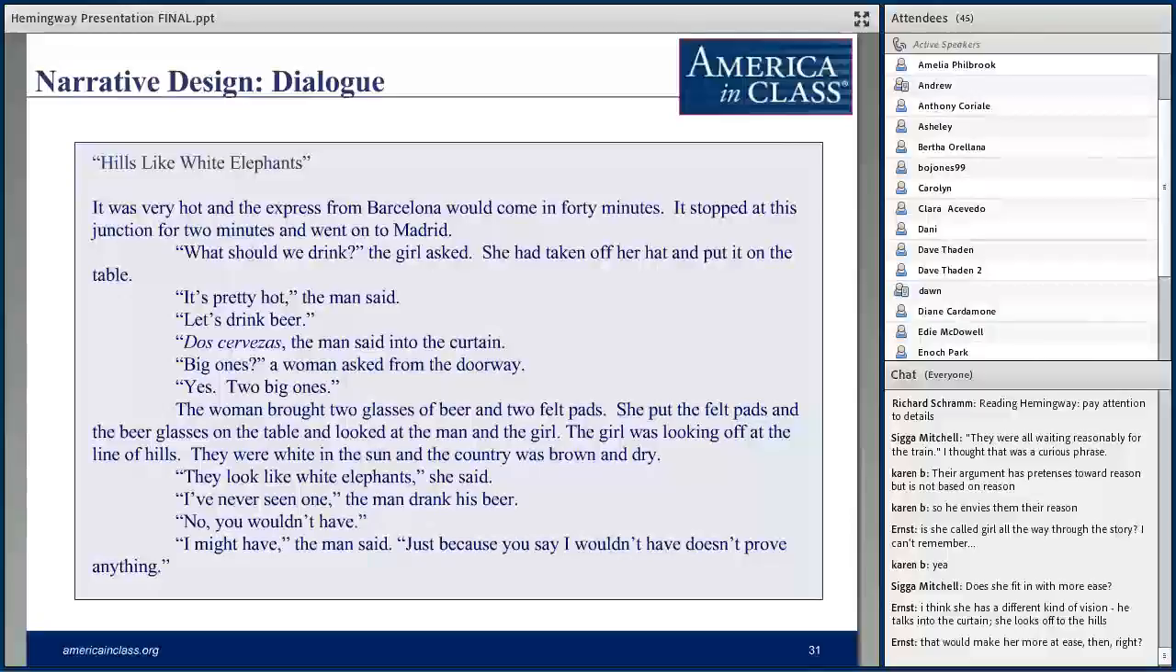Well, go ahead. Yeah, go ahead. Ernest Bunbury writes that would make her more at ease in this difficult and stressful situation. Do you feel that's accurate?